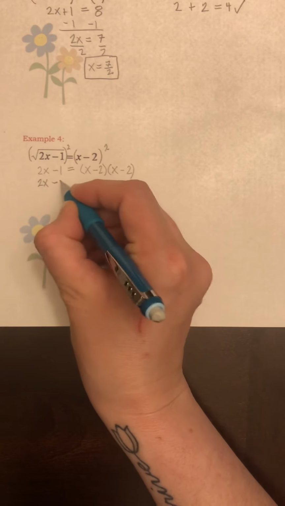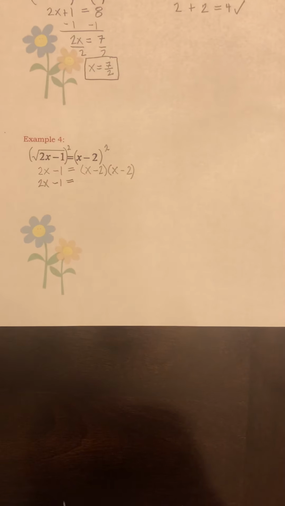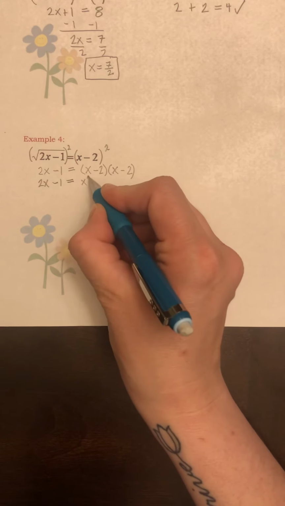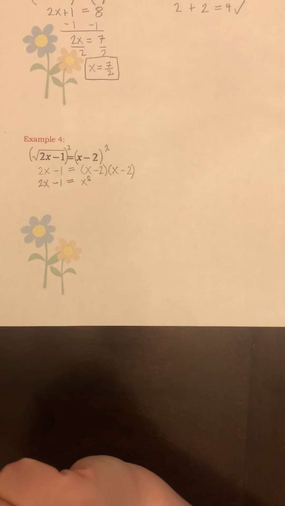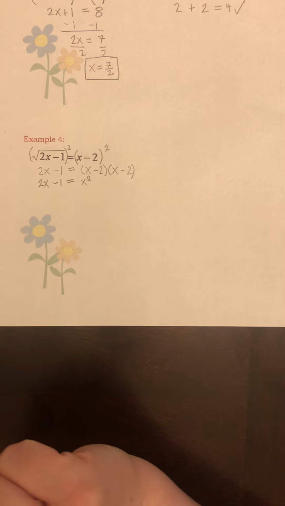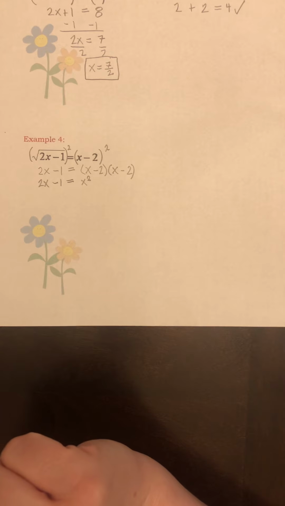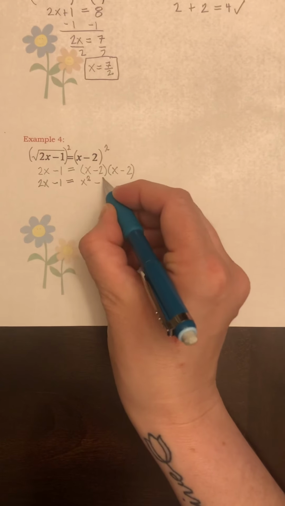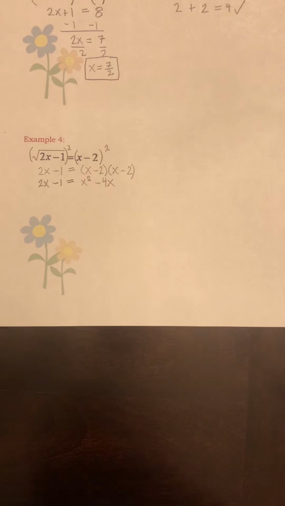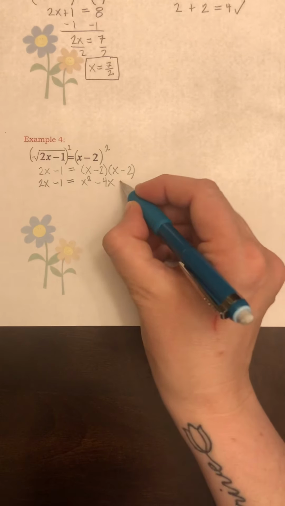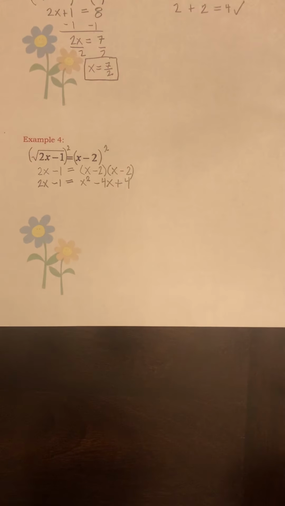So let's FOIL together. So first term, I would get x squared. Outer term, I'm going to get a negative 2x. Inner term, I'm also going to get a negative 2x. So I'm going to go ahead and combine those into a negative 4x. And then last, I'm going to get a positive 4. So I've FOILed it out.